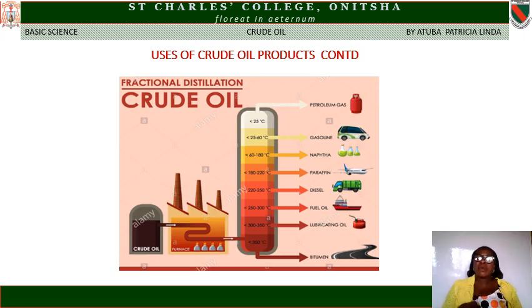The next product is bitumen. Bitumen is the last product of crude oil that is separated, and it is separated from 350 degrees Celsius and above. And when it is distilled, it is used in road surfacing. Some of them are used as our roofing sheet, roofing material for building.